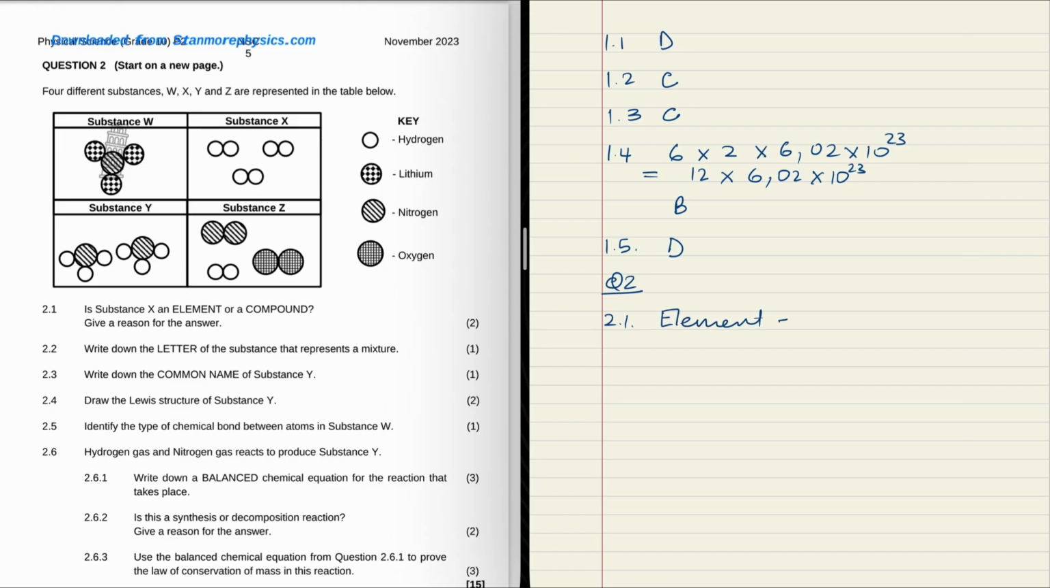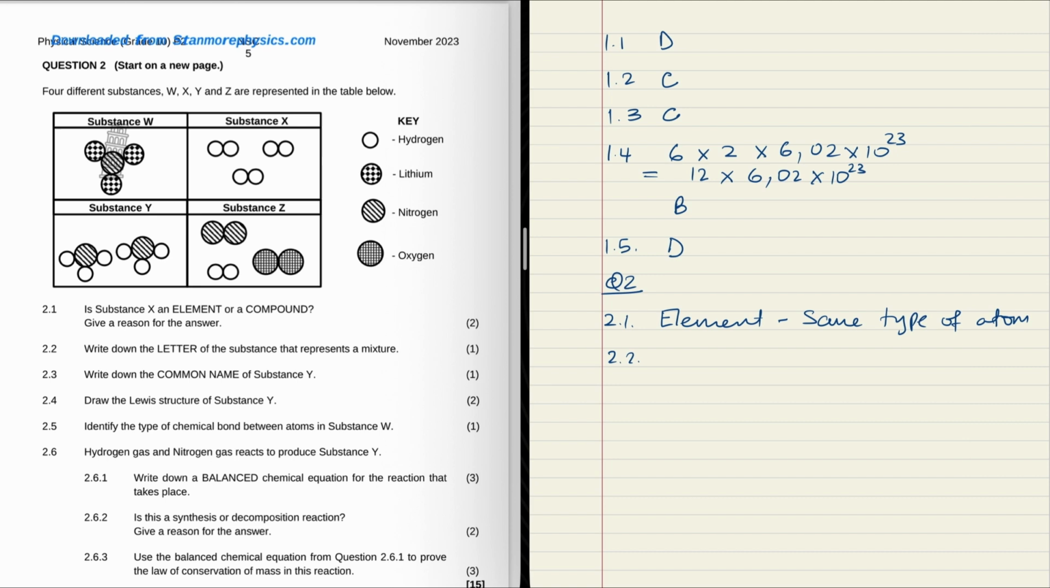And the reason for that is it consists of the same type of atom. You can see that they are all the same. They are those white round circles.